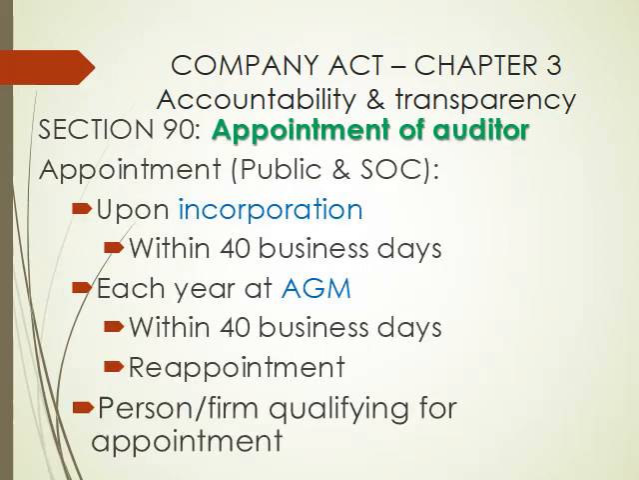Okay, section 90 talks about the appointment of an auditor, which is a requirement for a public and a state-owned company. Okay, so after incorporation, within 40 business days, an auditor needs to be appointed. Thereafter, every year at an AGM, within 40 business days of the AGM as well. Or you could just decide to reappoint the same auditors. That is also possible. Okay, a person or a firm could qualify to be appointed as an auditor.